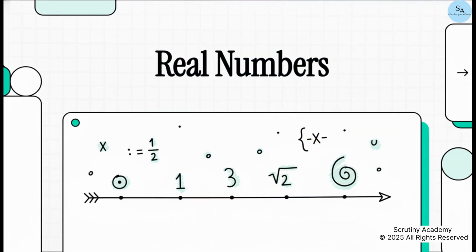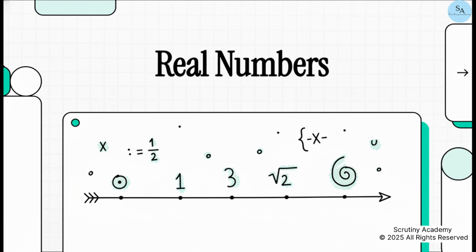You know all the numbers you use every day? Ones, twos, fractions, decimals? Have you ever stopped to think about how they all fit together? Like, is there a master system for organizing every single number you can possibly imagine? Well, there is. And today, we're going to build it.